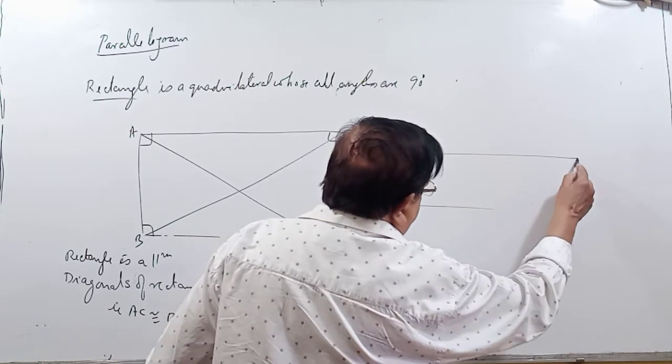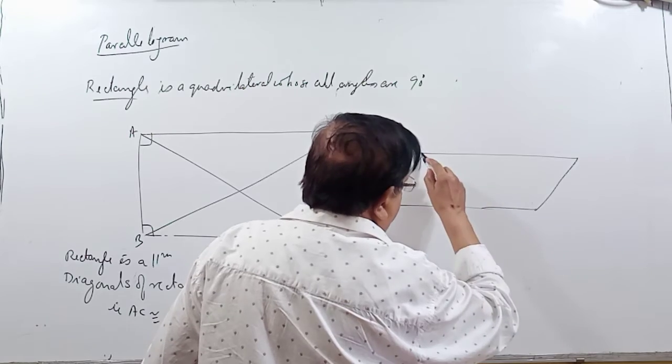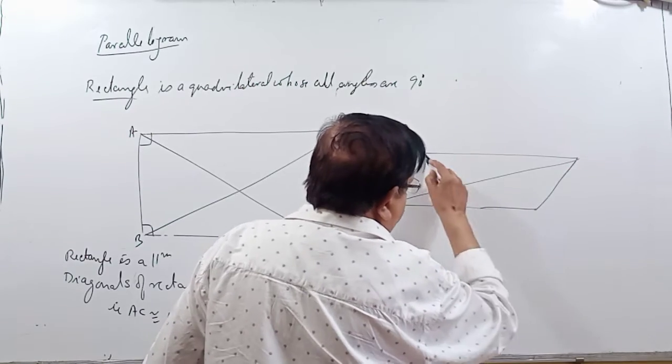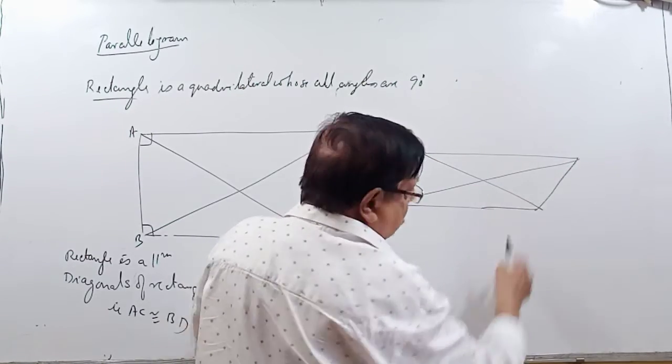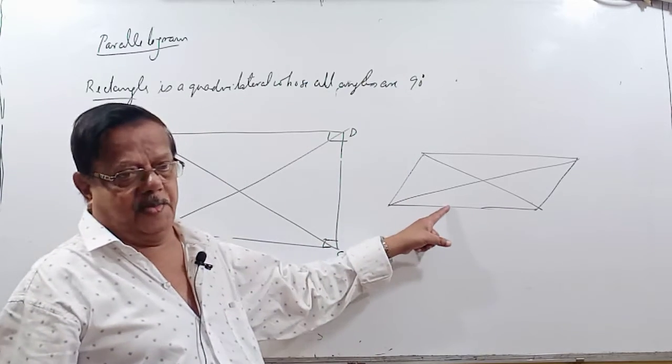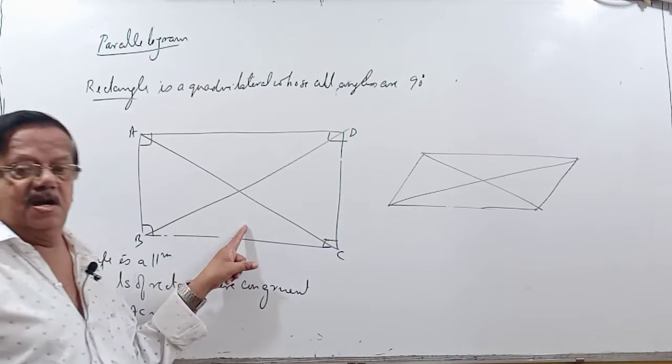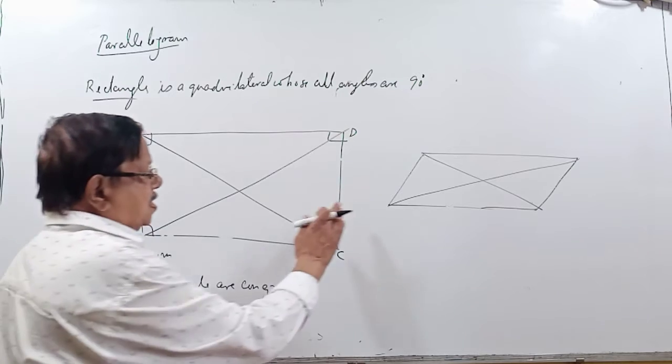नॉर्मल पैरेललोग्राम का डायगोनल कॉन्ग्रुएंट नहीं है. ये बड़ा डायगोनल है, ये छोटा डायगोनल है. Diagonals are not congruent for normal parallelogram, but for a rectangle, diagonals are congruent. Right.